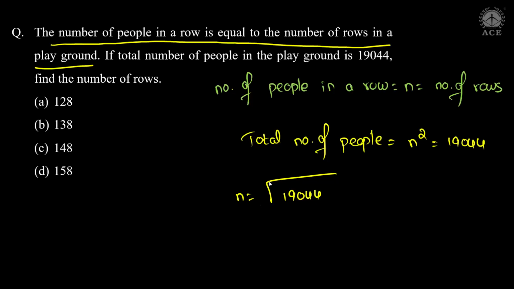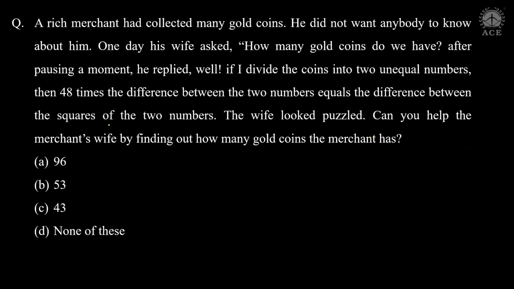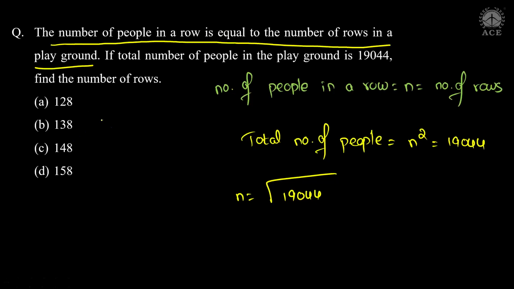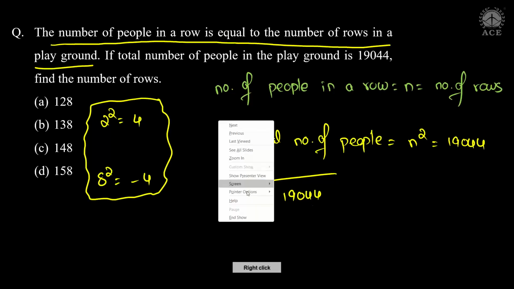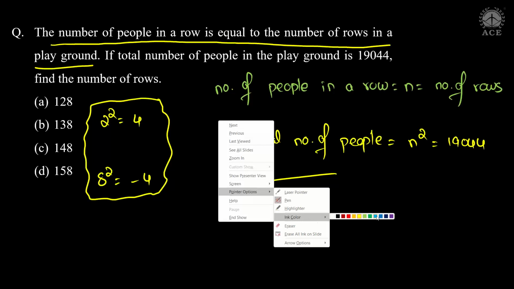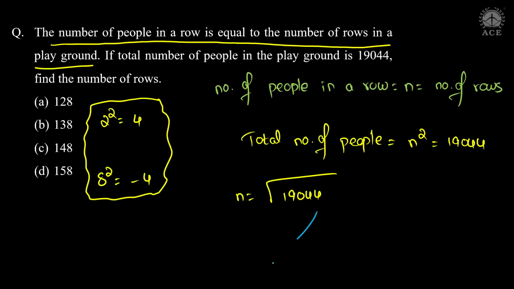Again, I just want to give you the inputs here. See, 2 square ends with 4. 8 square also ends with 4. 2 square and 8 square end with 4. Here the square root of 19,044 has 4 at the end. So when you do the square root, the result may end with 2 or the result may end with 8.